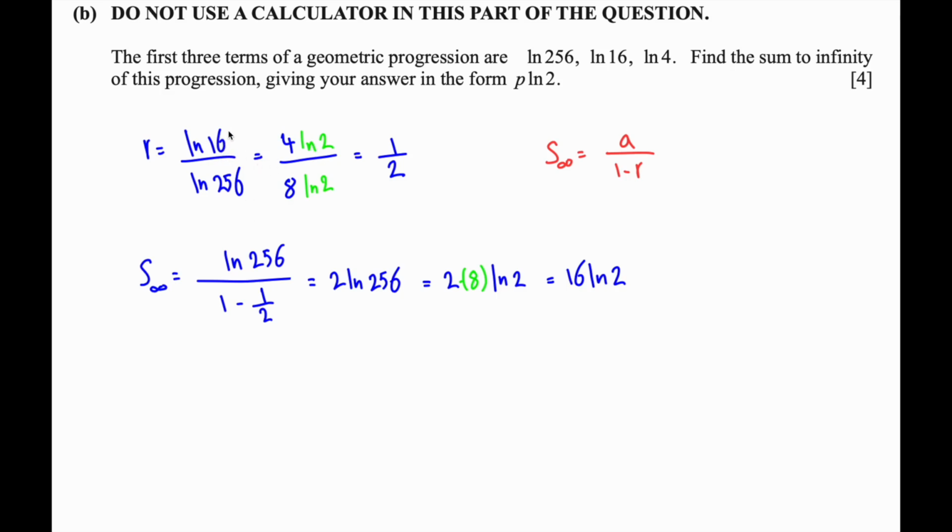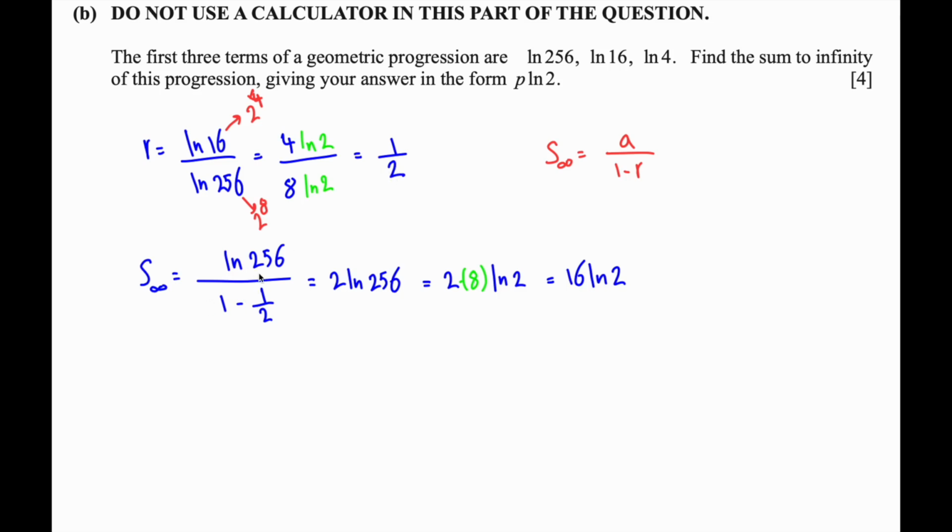So 16 can be written as 2 to the power of 4, and then 4 goes in front as I did here. 256 on the other hand can be written as 2 to the power of 8. 8 also can go in front of the ln, so I'm just left with 4 over 8 because the ln is cancelled from top and bottom, which is nothing but half.